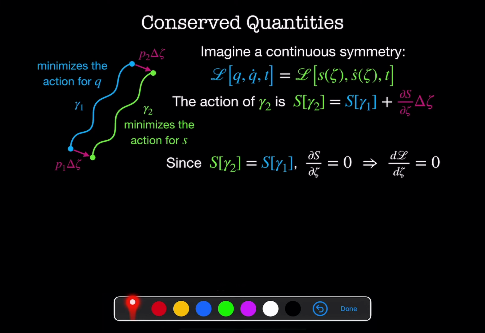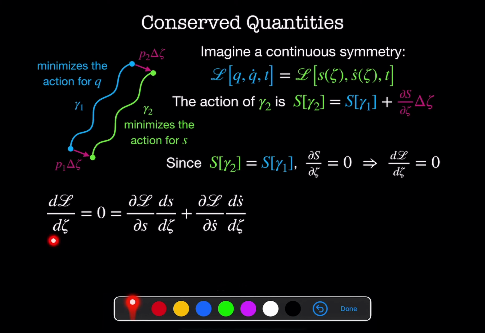Since we know that these two Lagrangians are equal for all values of zeta, we know that the action at gamma 2 must be equal to the action at gamma 1. Therefore, dS by d zeta here is equal to 0. This is equivalent to saying that the derivative of the Lagrangian with respect to zeta is 0. Let's expand this term here. dL by d zeta, we know it equals 0, so let's expand this out. So we get dL by ds, ds by d zeta, plus dL by ds prime, ds prime by d zeta.